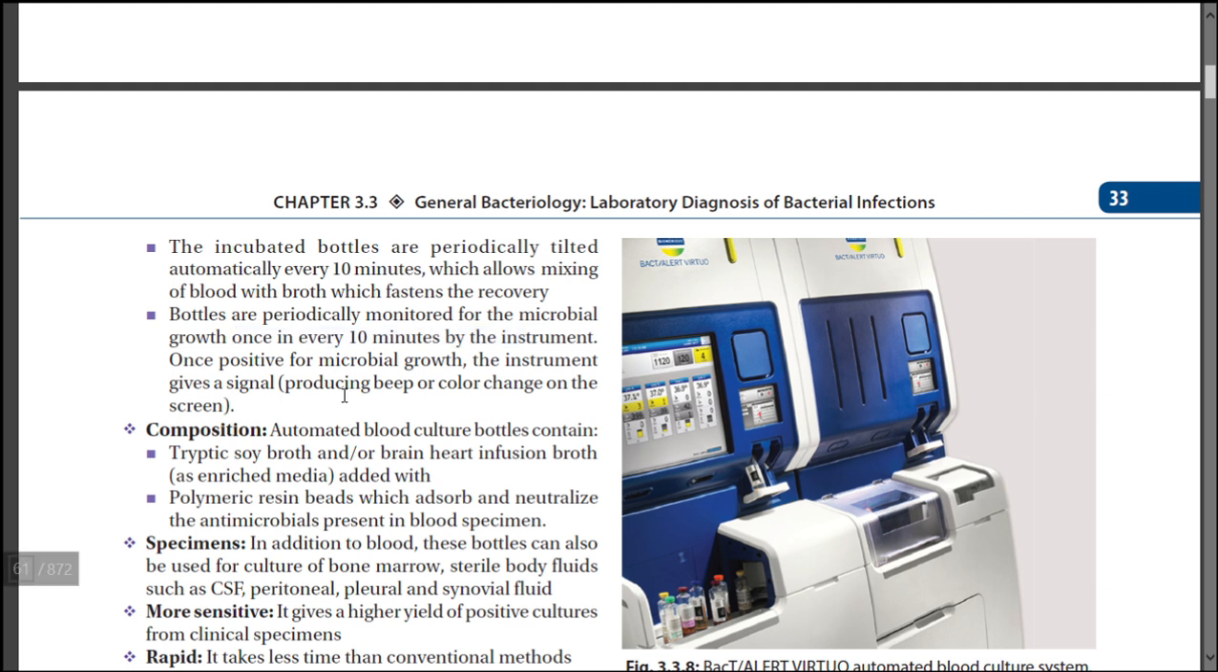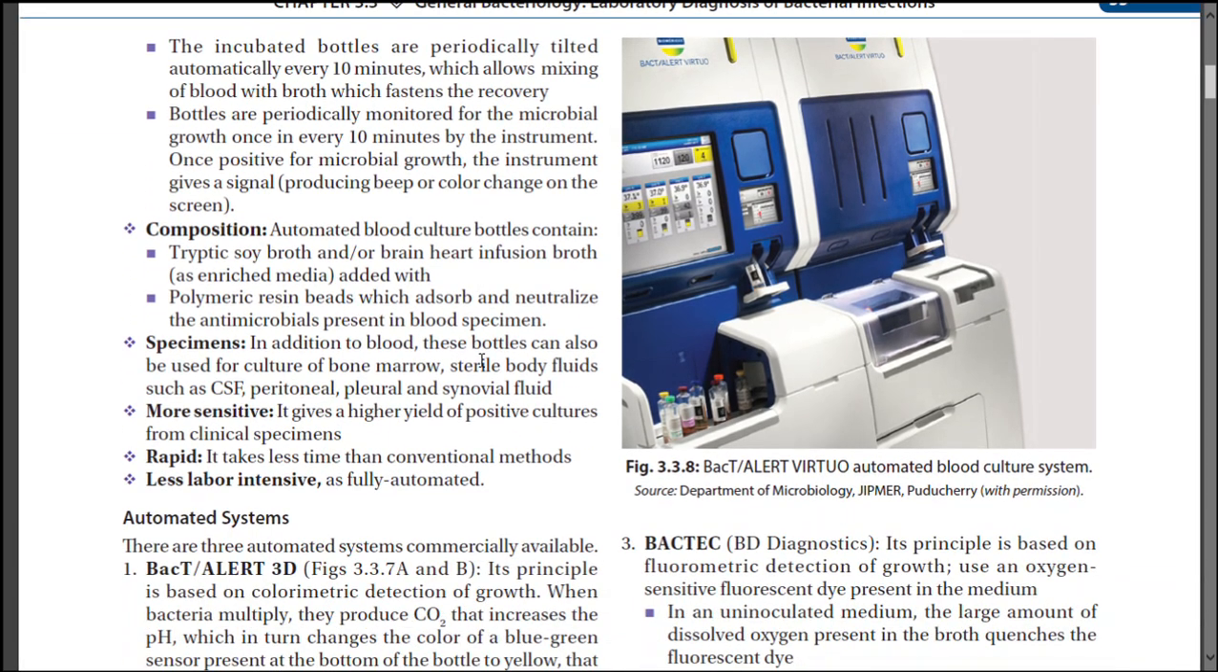If it is positive for microbial growth, then the instrument gives a signal and a color change on the screen. The composition is tryptic soy broth or brain heart infusion broth, with polymeric resin beads which absorb and neutralize antimicrobials present in the blood specimen. It is more sensitive, giving a higher yield of positive cultures from clinical specimens, and it is a faster method of blood culture. It is also less labor intensive, as it is an automatically running machine.